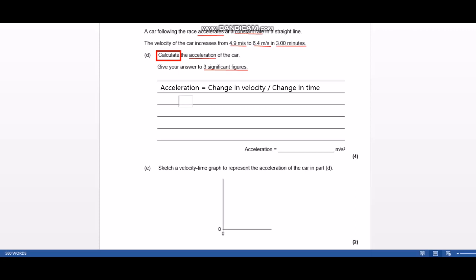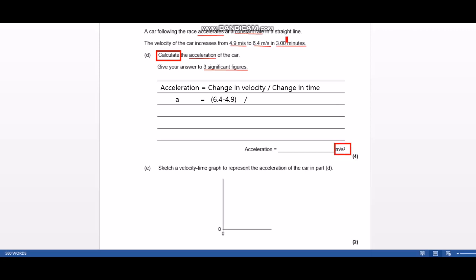So here, our acceleration is going to be equal to the change in velocity, so we can work that out by taking away the starting velocity, the initial velocity, 4.9, from the final velocity, 6.4. Okay, so 6.4 take away 4.9 gives us the change in velocity. Now the change in time is 3 minutes. However, look at the units. The units are, the clue is meters per second squared.